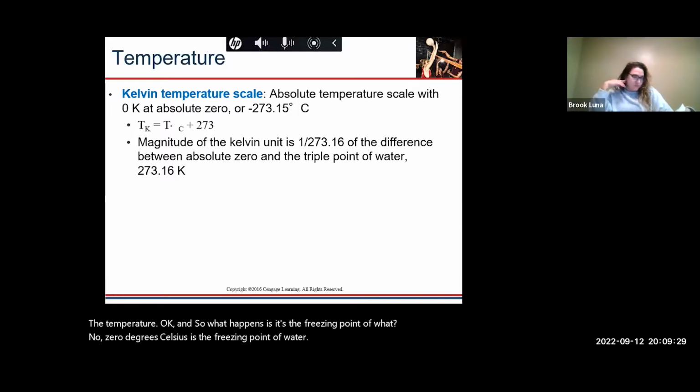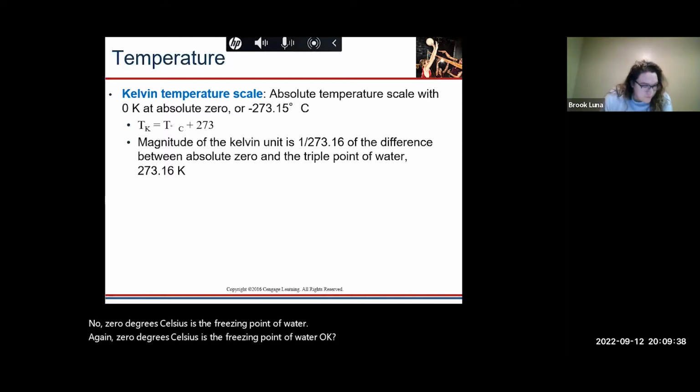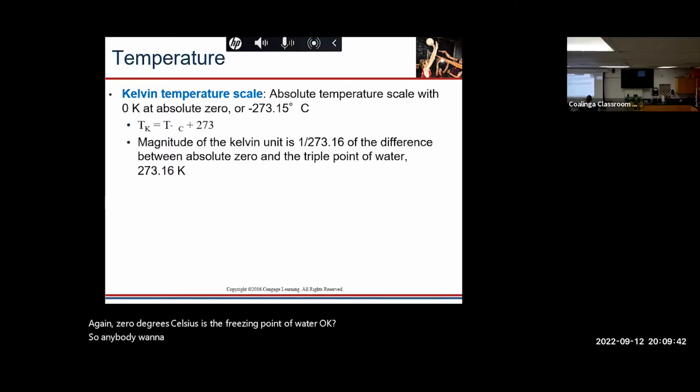Boiling water? Again, 0 degrees Celsius is the freezing point of water. Okay. So anybody want to help her out? What happens at 0 degrees Kelvin?